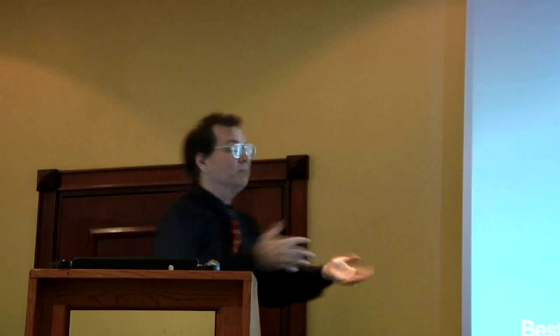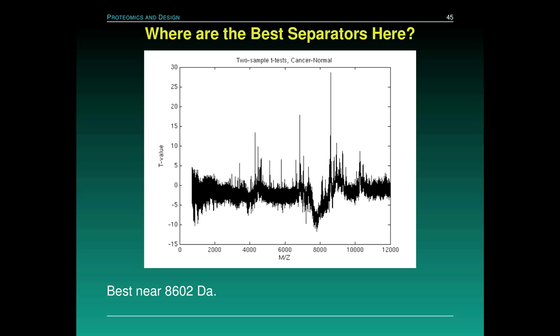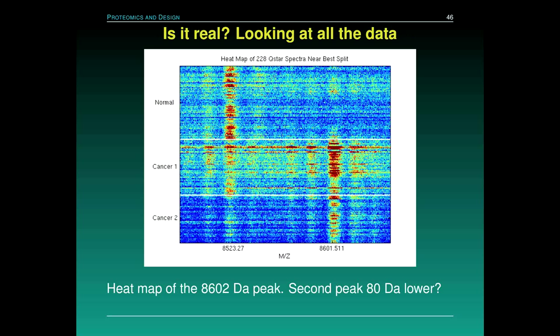Well, again, let's do t-tests. We like that. This time, lots of peaks again. Here's the biggest one, t-value around 28, so that should achieve pretty good separation. So what do we see when we look at that biggest peak? Well, here's a heat map. Here's the single biggest peak. It's high in almost all the cancers and almost none of the normals, so it's achieving near-perfect separation.